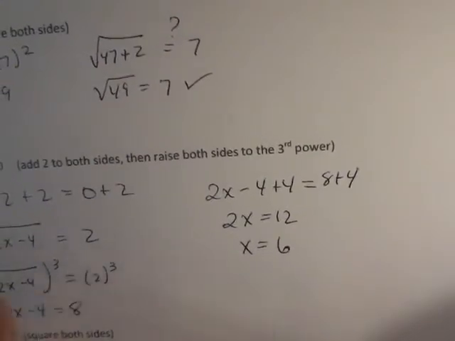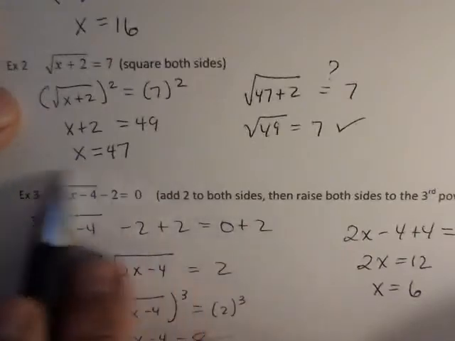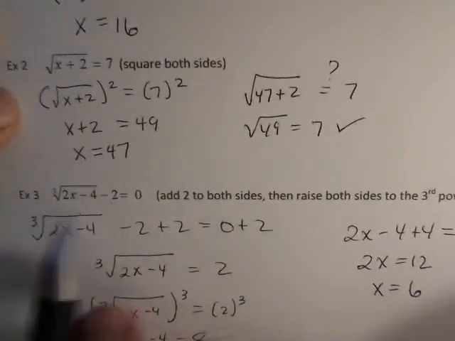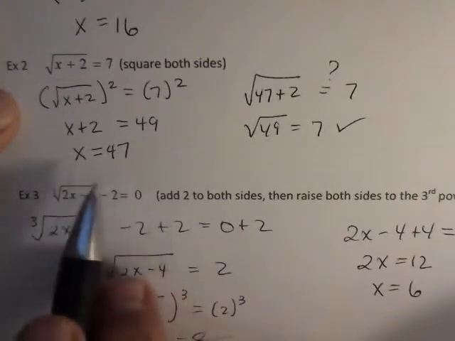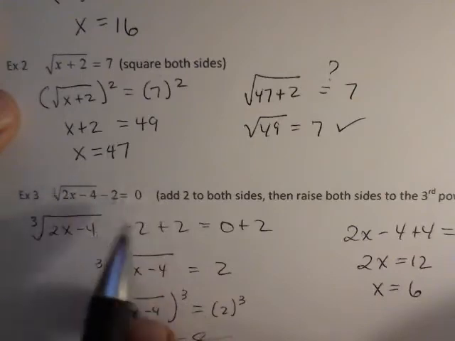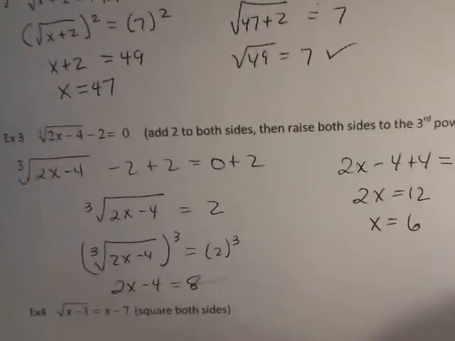Again, I'll leave the check to you, but you just substitute the 6 back into the original equation anytime you're checking, because you don't know what operations you've performed that may change things, or you may have inadvertently messed up a sign somewhere along the line.